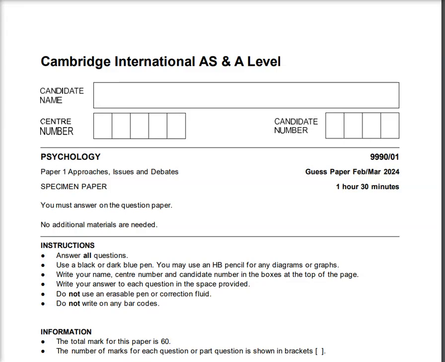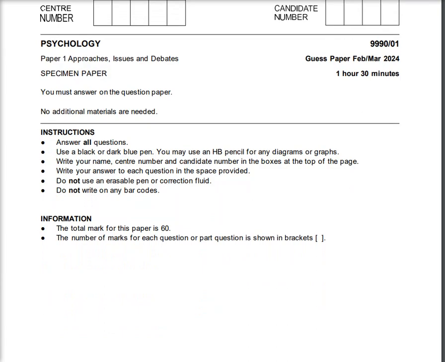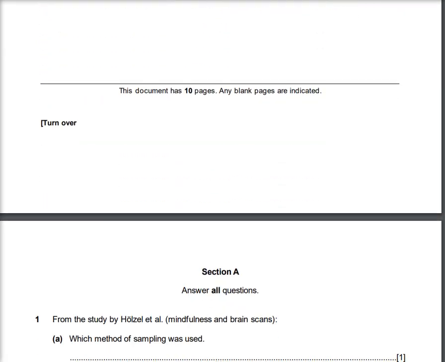Welcome. Since the syllabus of A-level psychology has changed, many students have requested the guess paper for the Feb/March event as well. So for those who are looking forward to paper 1, paper 11, paper 12, approaches and issues and debate.